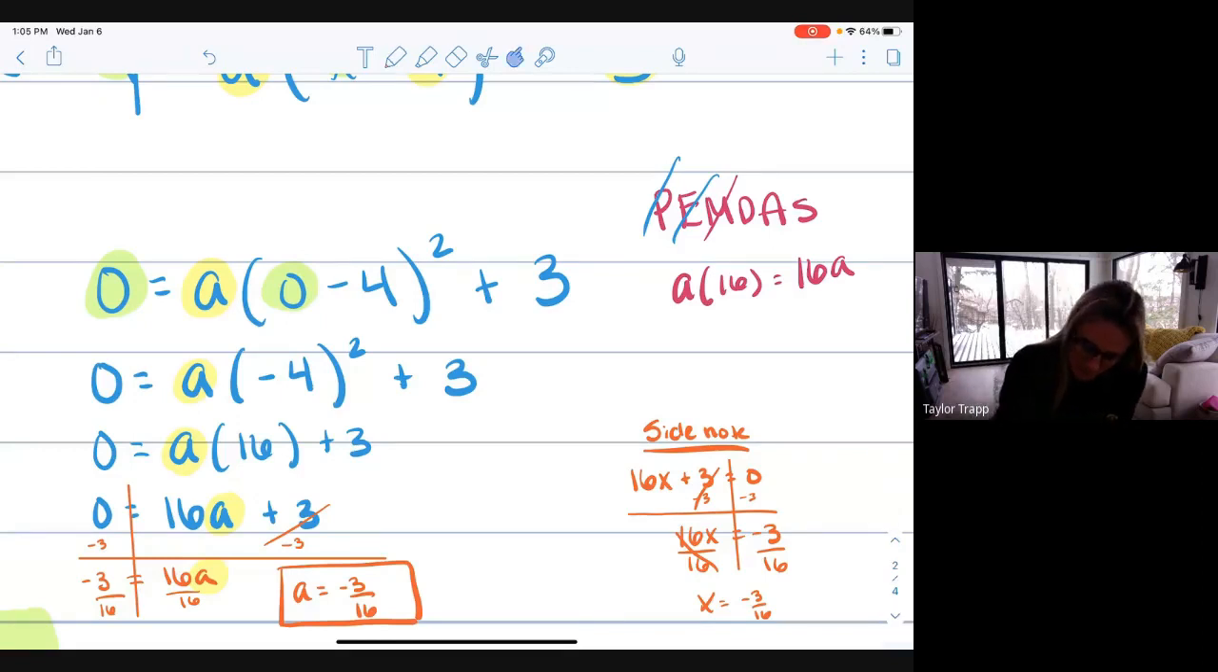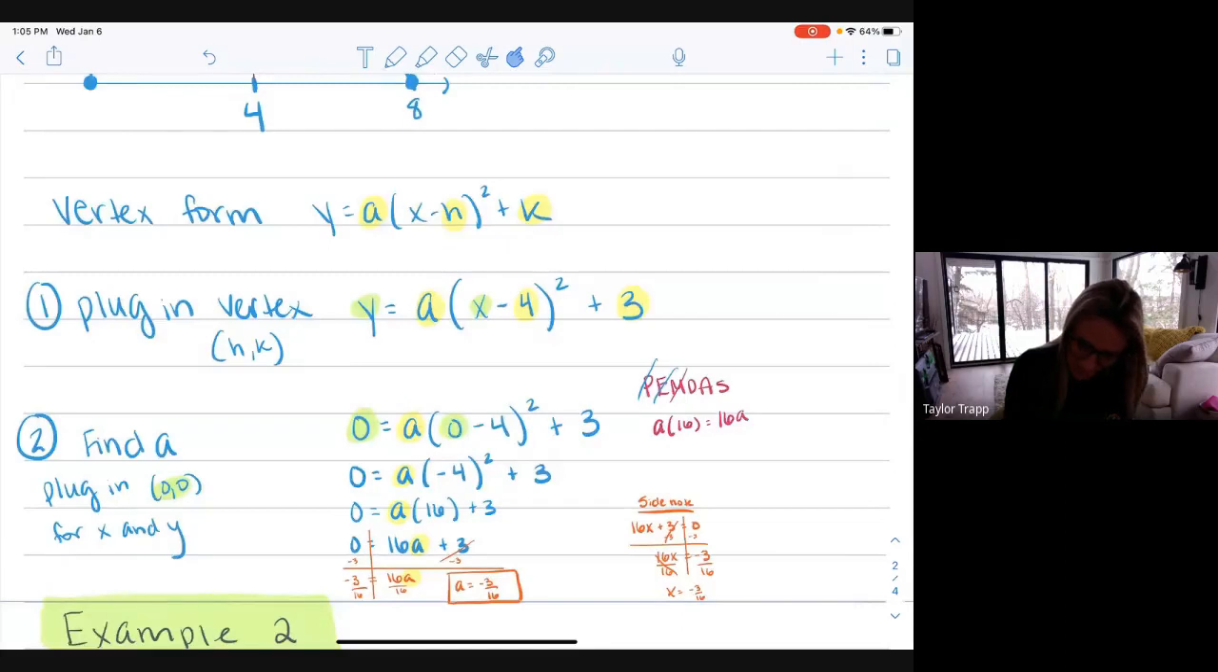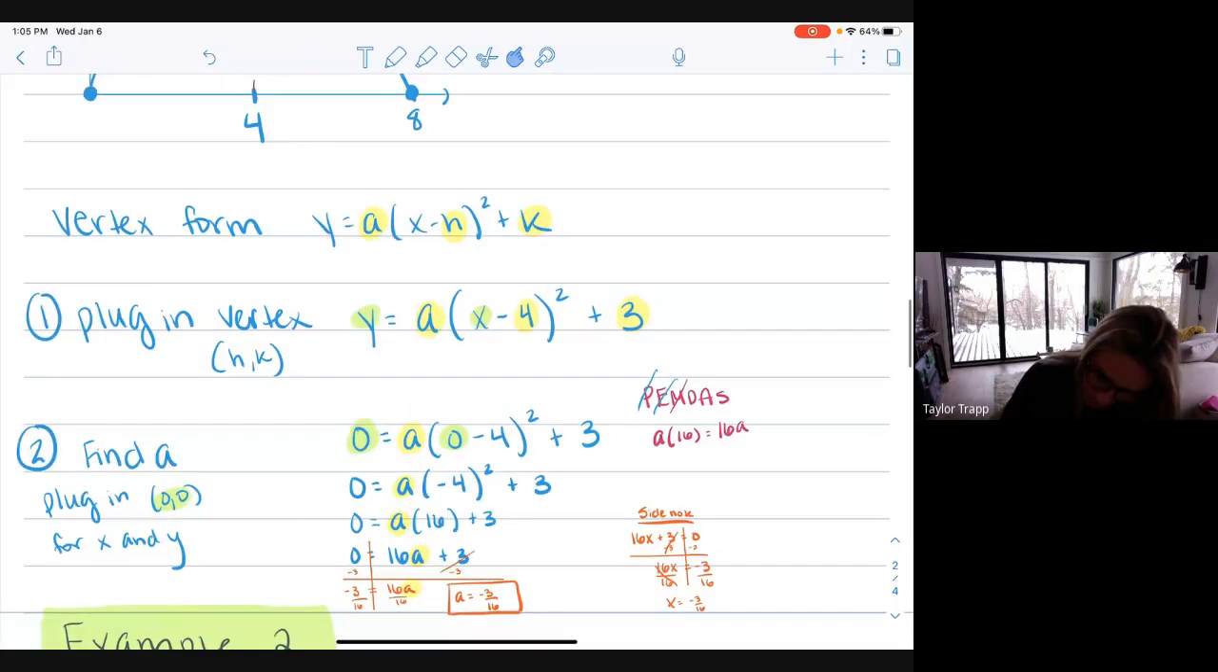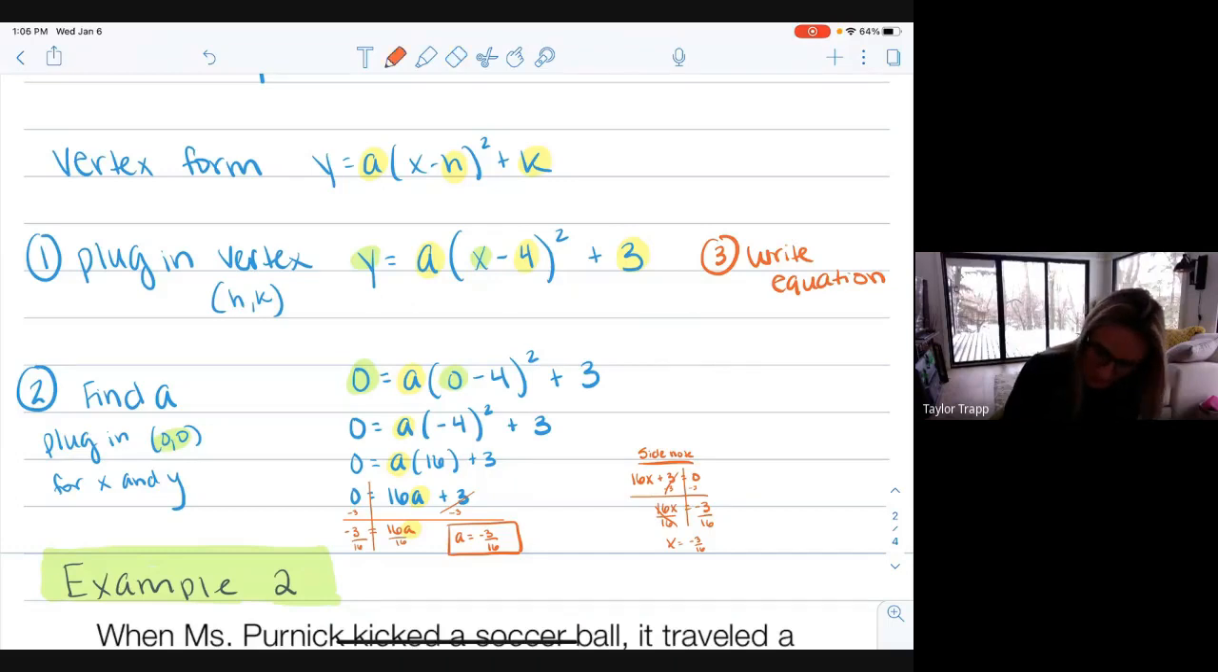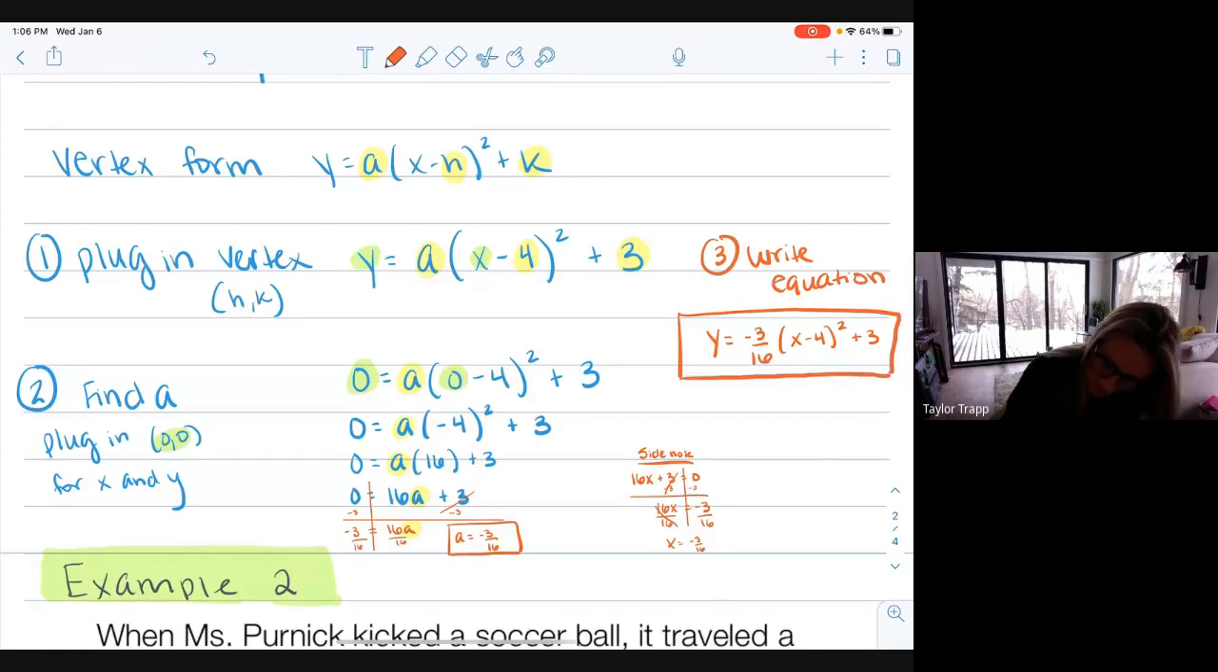So then the very last step would be, I'll just write it over here. Step 3, I'm kind of out of room. Step 3 would be write equation. And that's just where you plug in everything. So that would be y equals negative 3 over 16 times x minus 4 squared plus 3. Whew. Guys, we did it. Mostly me, but I'll call it a group effort. You guys are there in spirit.